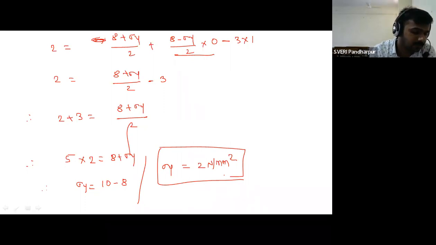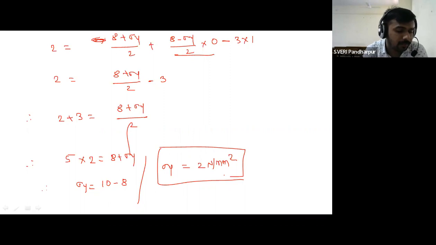Have you got the answers? Yes, those who are attending online have got 2 Newton per mm square. So process is very simple. Instead of calculation of sigma n they have given, and we have to calculate another tensile stress in the form of sigma y. So calculation is very simple. Only thing is that we have to remind the concept, which formula will be suitable for the further calculation. So 2 Newton per mm square, this will be the sigma y value.